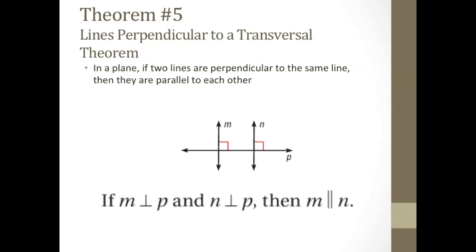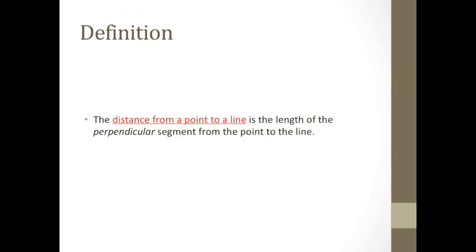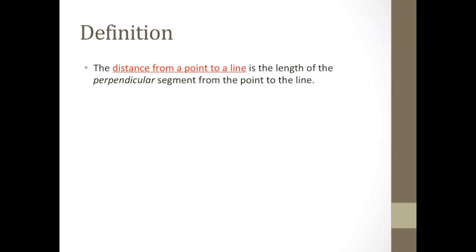All right, that's it for the theorems. We're going to go over a couple more things. So here's a definition. The distance from a point to a line is the length of the perpendicular segment from the point to the line.